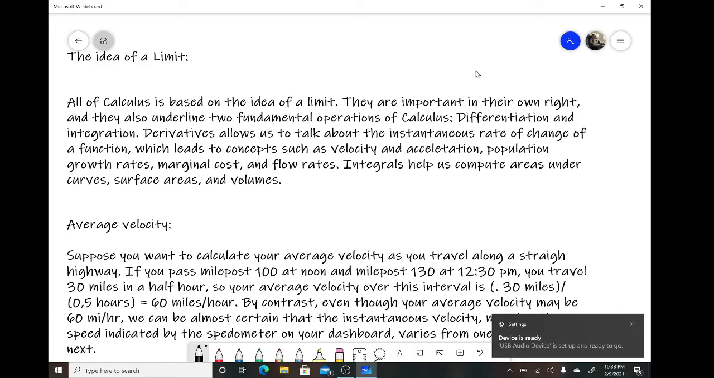Today we're going to be talking about the idea of a limit. Limits are extremely important in calculus, in all of calculus, and today we're going to be getting our feet wet with the idea of what a limit is. Now, all of calculus is based on the idea of a limit.